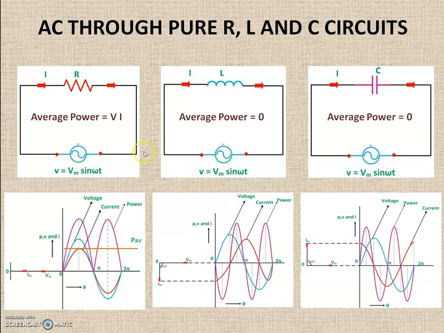For a pure resistive network we have an average power, and that is given by V into I, where V is the RMS voltage and I is the RMS current. But in the case of a pure inductive circuit it will be 0, and in the case of a pure capacitive circuit the average power is also 0. So there is average power only in the case of a pure resistive circuit. For pure inductive or capacitive circuits, average power will be 0.